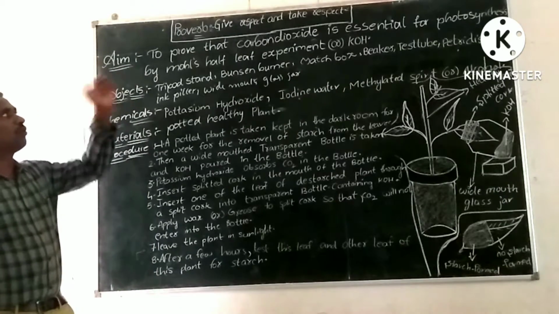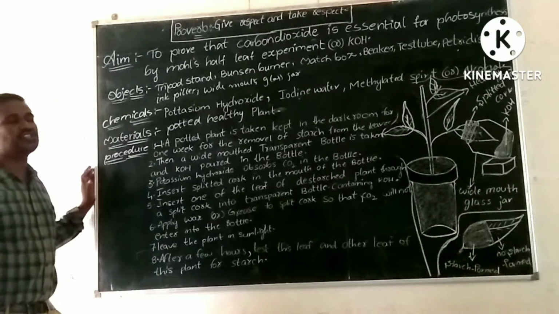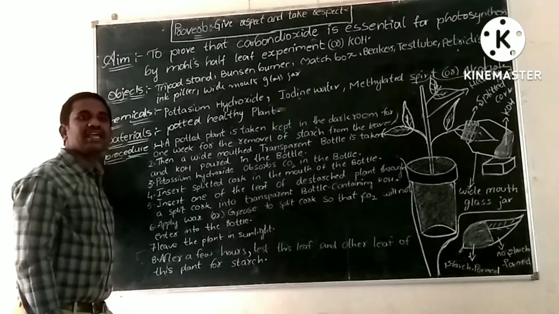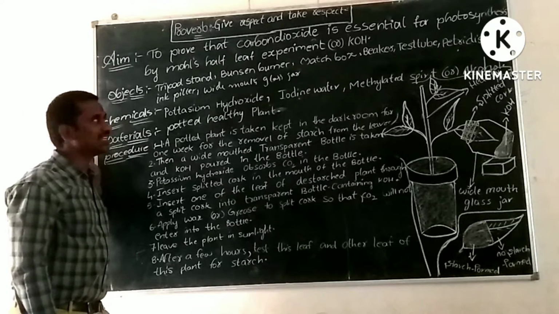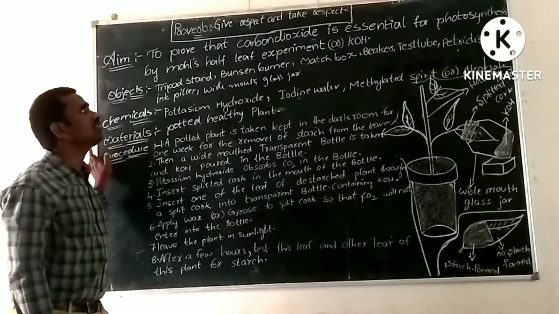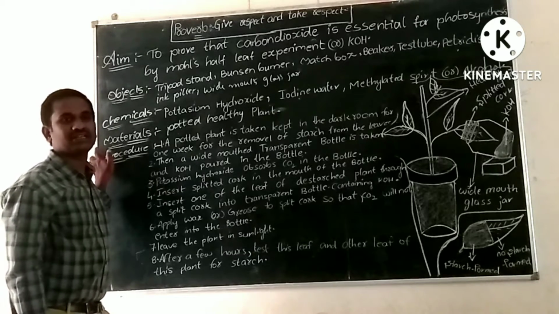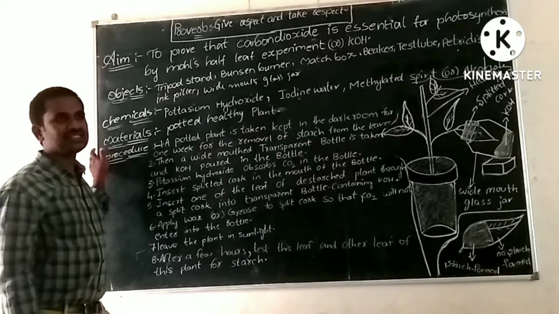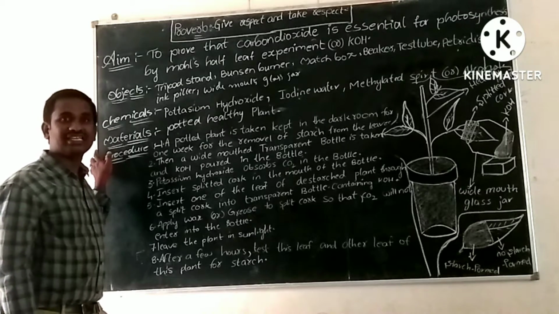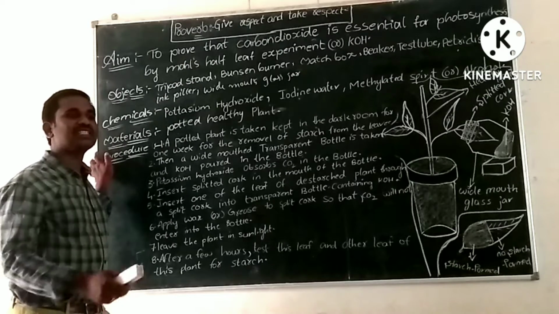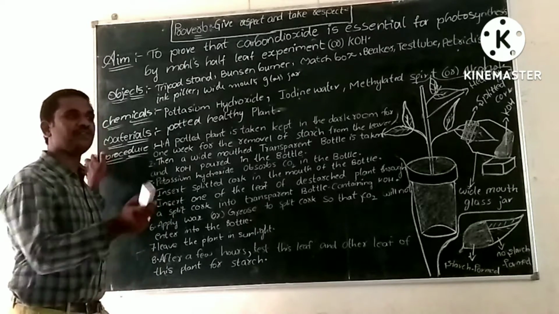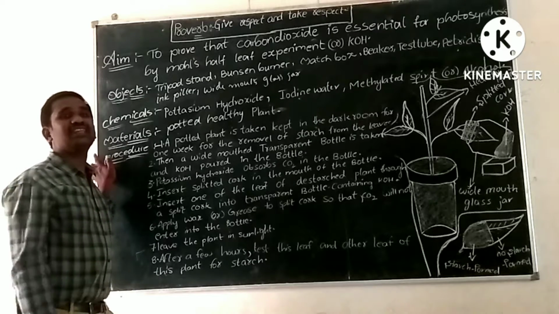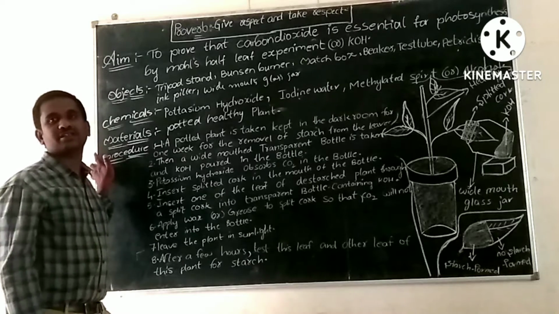The aim is to prove that carbon dioxide is essential for photosynthesis. Why do we call it the half-leaf experiment? It means half of the leaf can show the result. Half of the leaf is exposed to carbon dioxide, and the other half is in a condition without carbon dioxide.